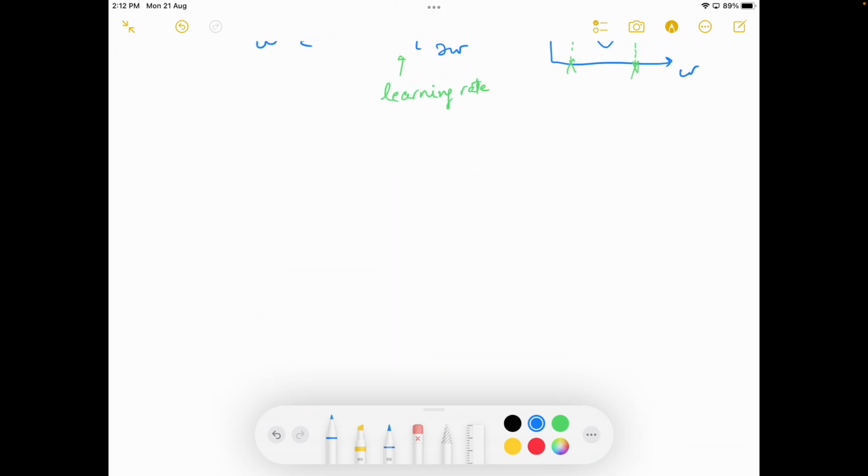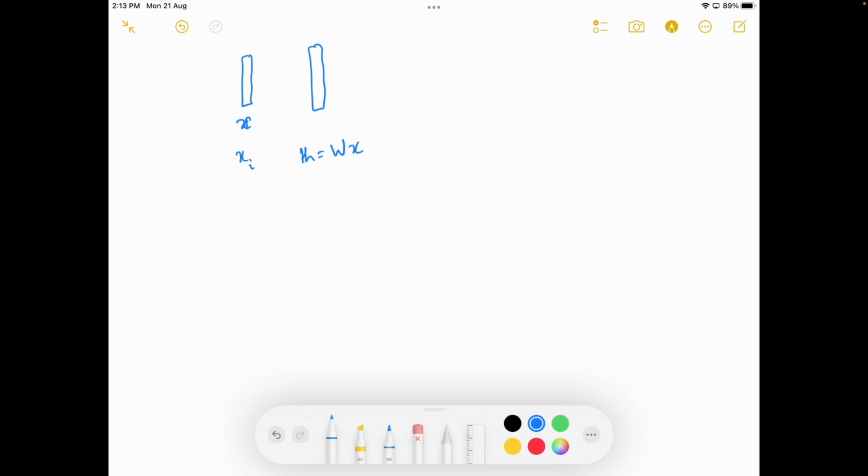Let's say this is my X vector. I can also call it xi. And then I define one layer. Here I have my h vector, which is equal to W times x. It's a linear multiplication, just a linear matrix.